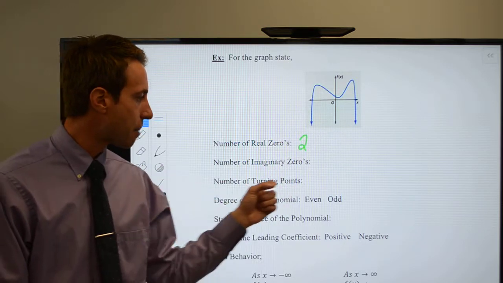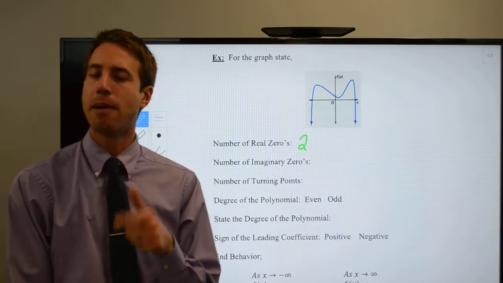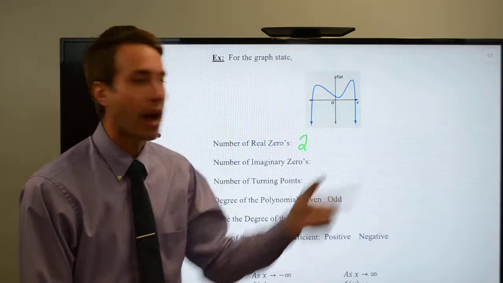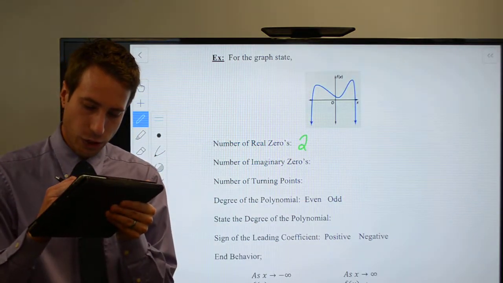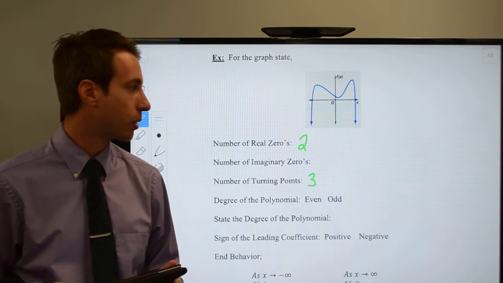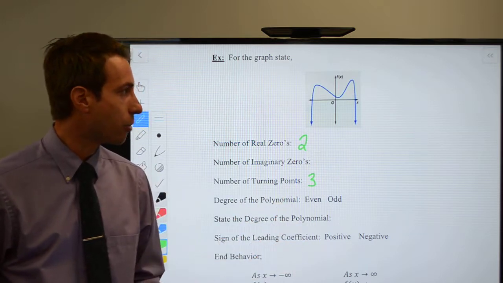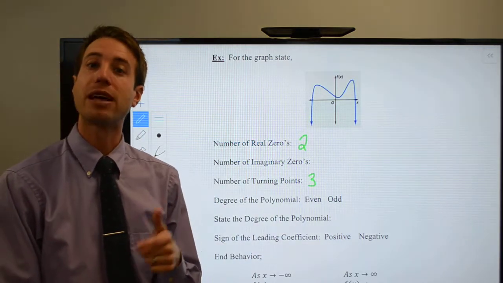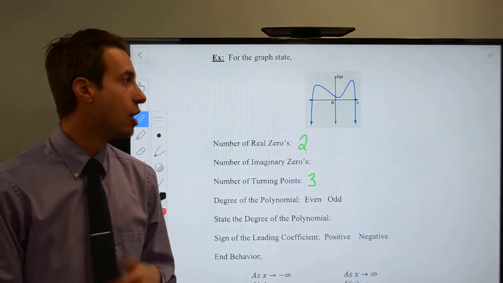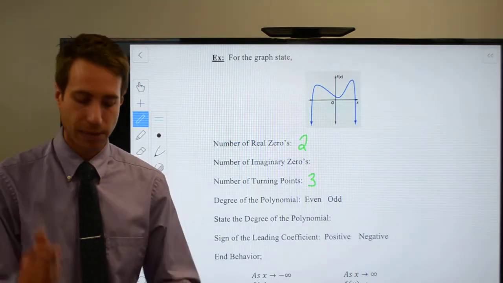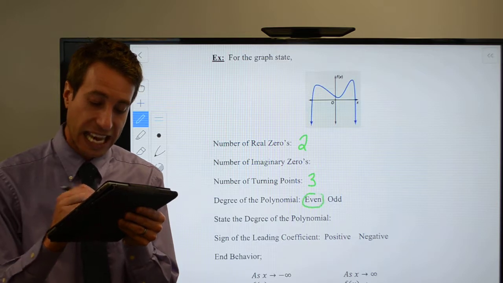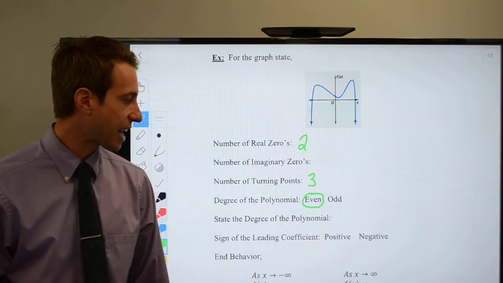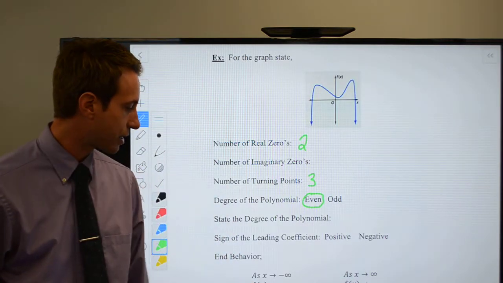But then I come here and I see the number of turning points. Well, I can do that. Remember, turning points are everywhere you're going to change direction. 1, 2, 3. I changed direction 3 times, which means that I have 3 turning points. Then I ask you the degree of the polynomial. Well, I take a look at it. I see both ends are headed in the same direction, and both ends are headed to negative infinity. The only way that happens is if the polynomial is of an even degree. State the degree of the polynomial. I actually don't know that yet. We'll have to come back to it.